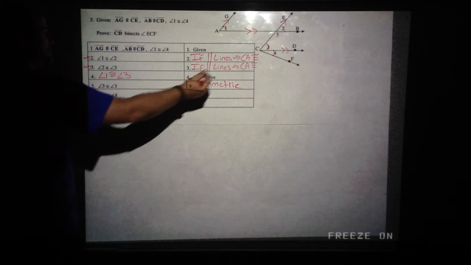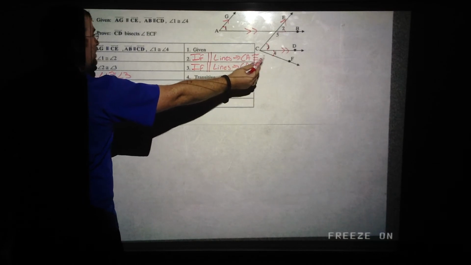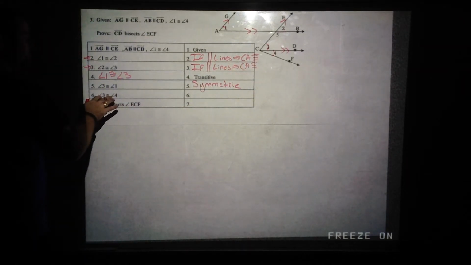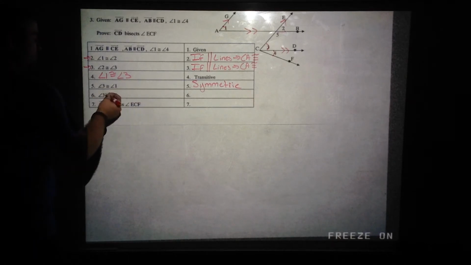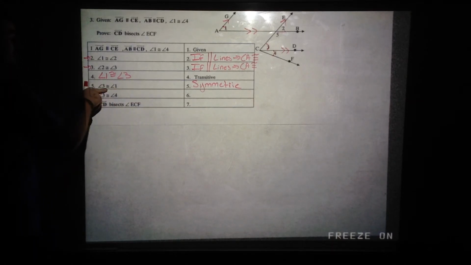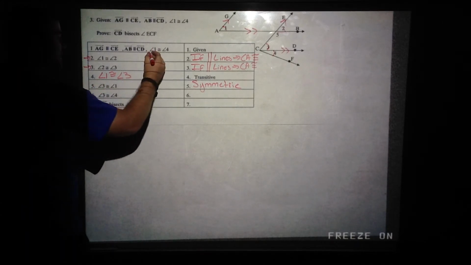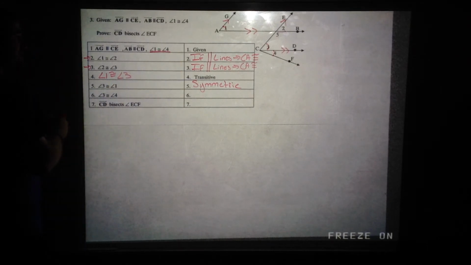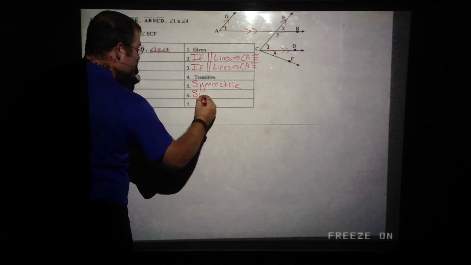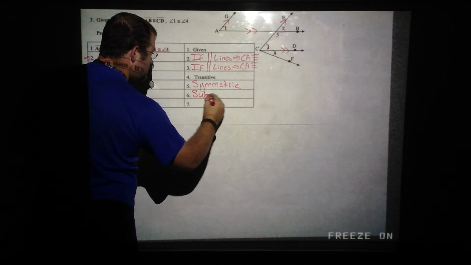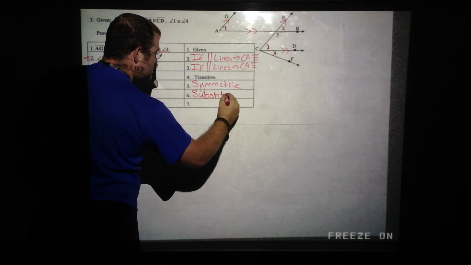Now going to step 6 and looking at our picture, we know that angle 3 is congruent to angle 4. Therefore, and then if we also look at step 5, we notice that the only thing that changed was that angle 1 is now angle 4. And if we look back at step 1, we notice that they already gave us that congruence property. So therefore we have substitution.